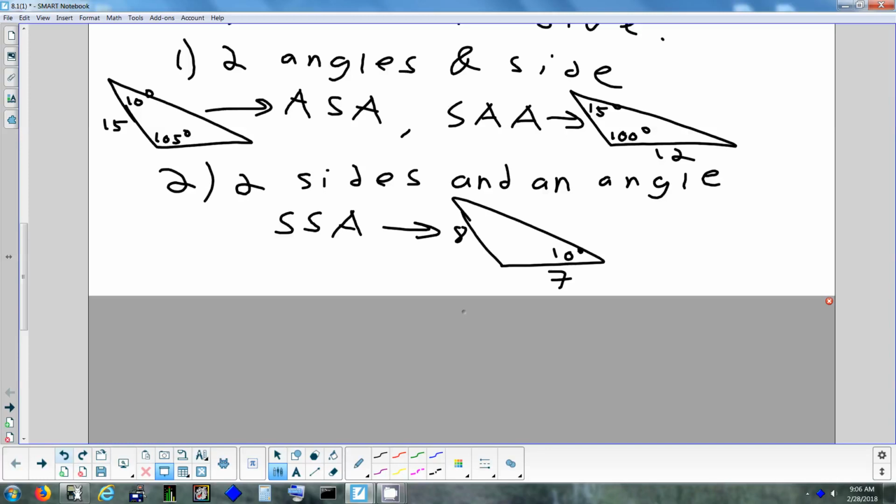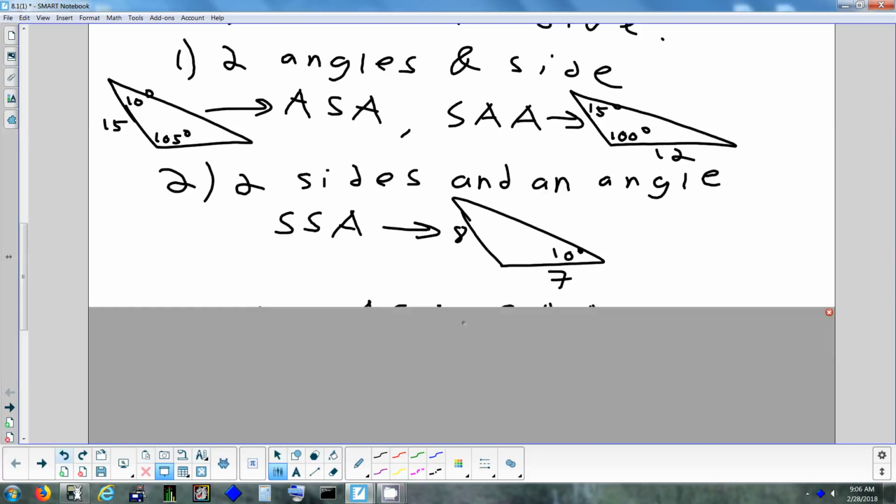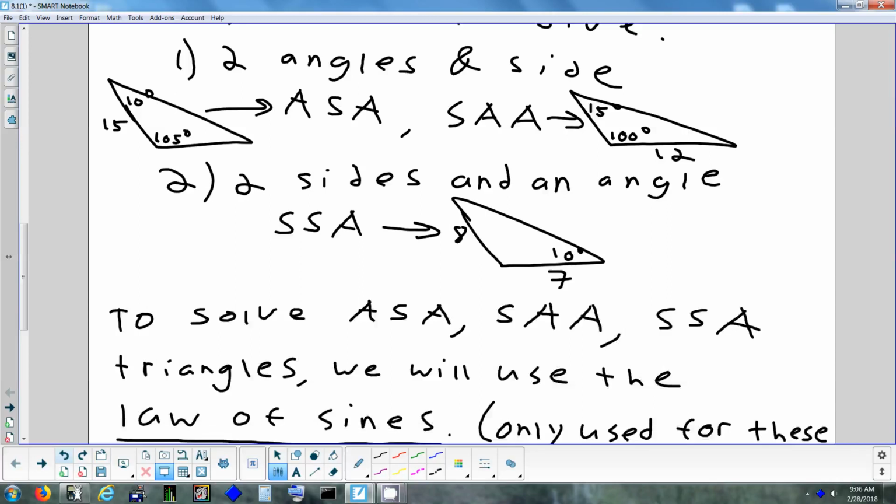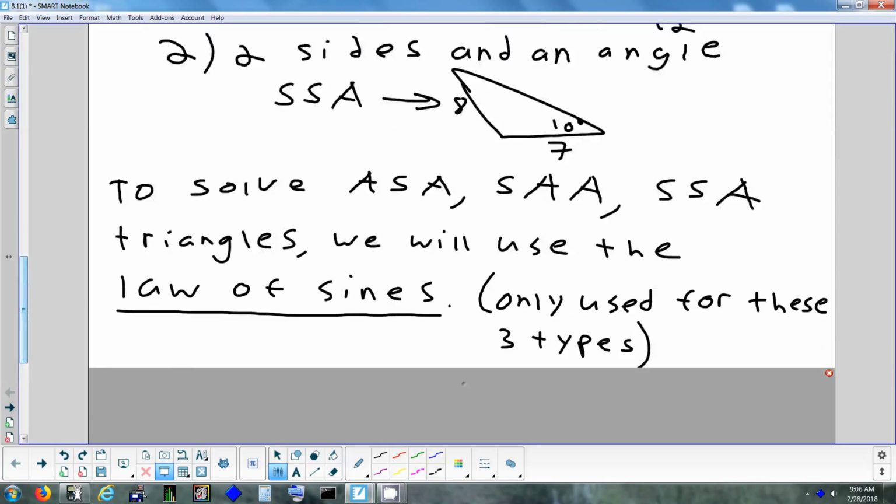All right. So to solve those three types, we're going to use the law of sines. So on this test, you're not really going to have to decide between should I use law of sines or law of cosines. Every problem is law of sines. On the next test, though, I'm going to put some of these problems again. And then you're going to have to decide between the two.